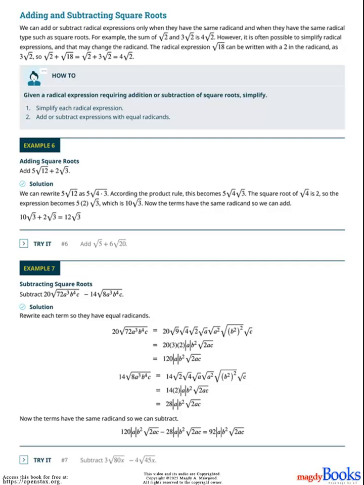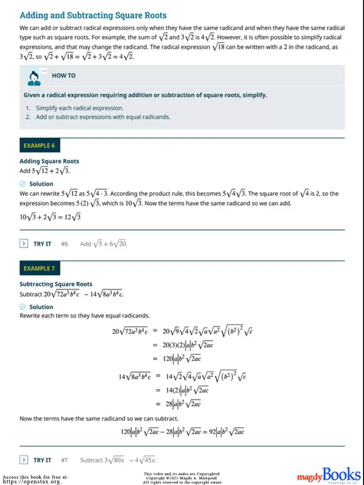cubed b to the power of 4 c equals 20 square root of 9 times square root of 4 times square root of 2 times square root of a times square root of a squared times square root of (b squared) all squared times square root of c equals 20(3)(2)ab squared square root of 2ac, equals 120ab squared square root of 2ac.